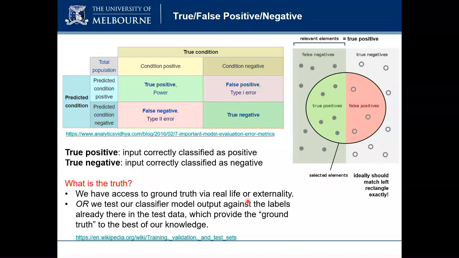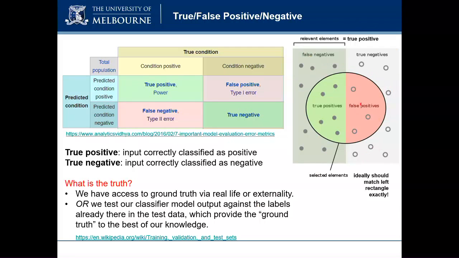Where does the ground truth come in? As we have done in our workshops, sometimes you have it, sometimes you don't. And when you don't have it, you use your data set to separate it into a test set, and then use the test set values as the ground truth to do the comparisons, classification comparisons.